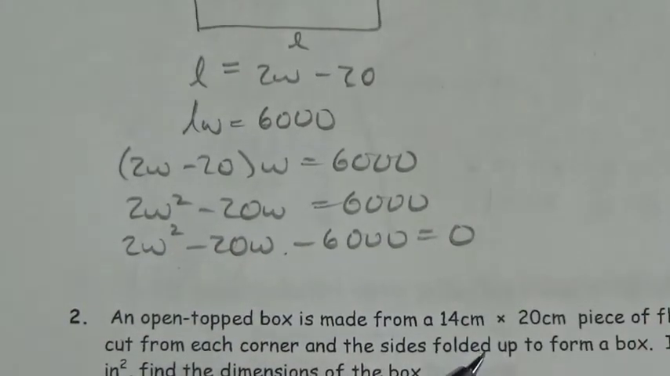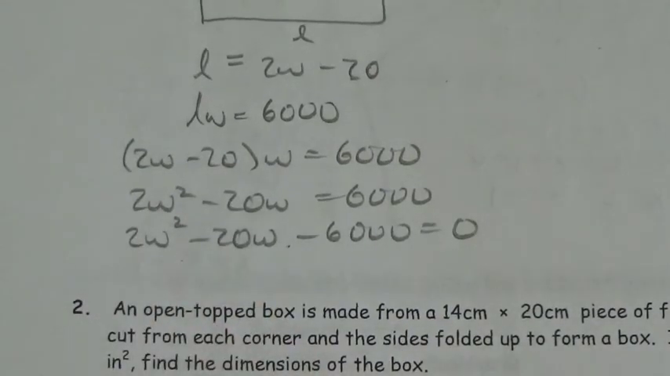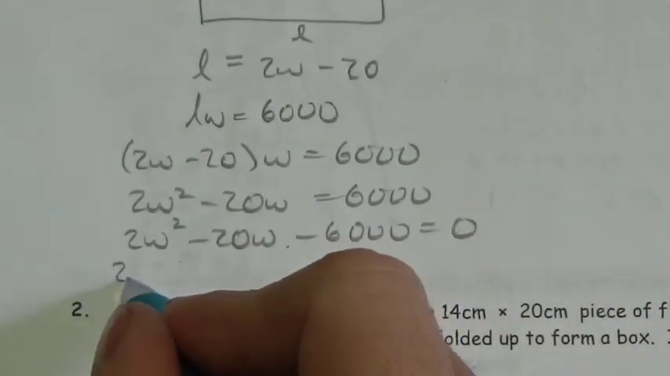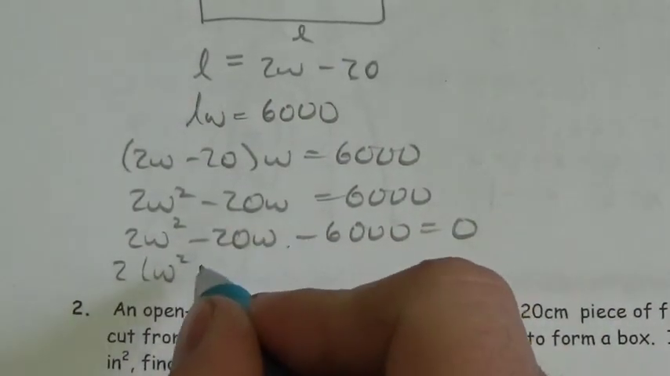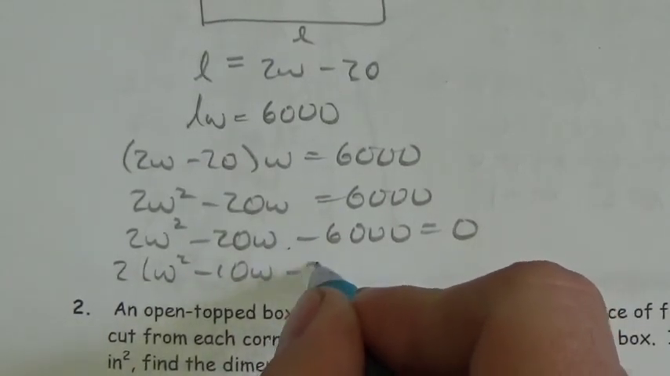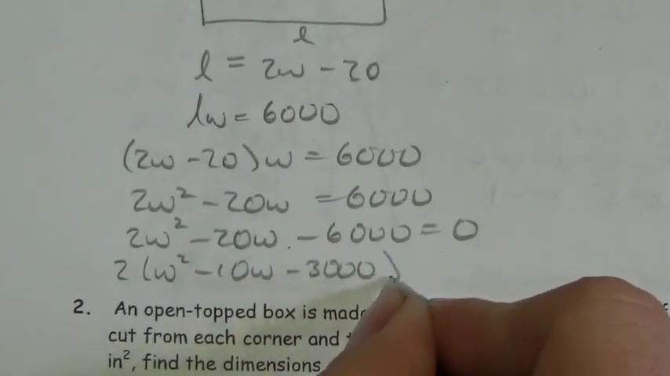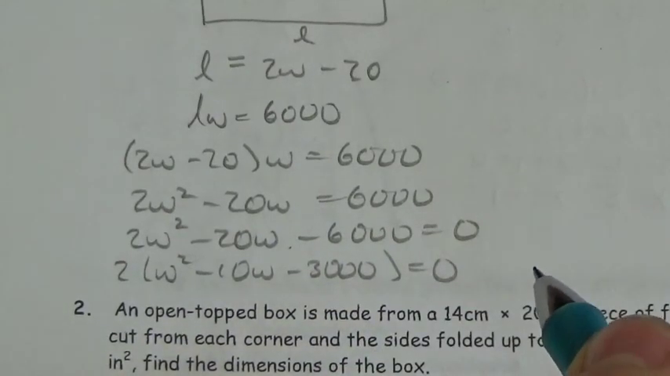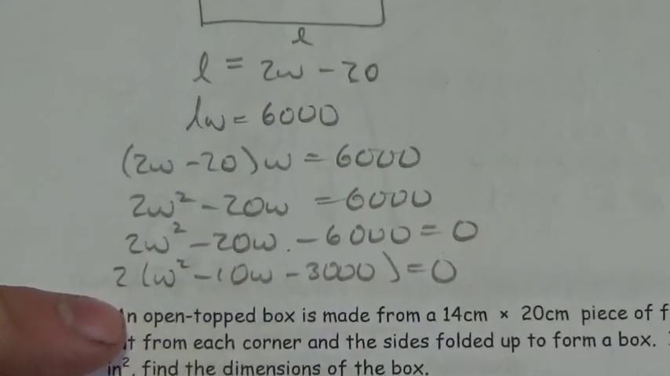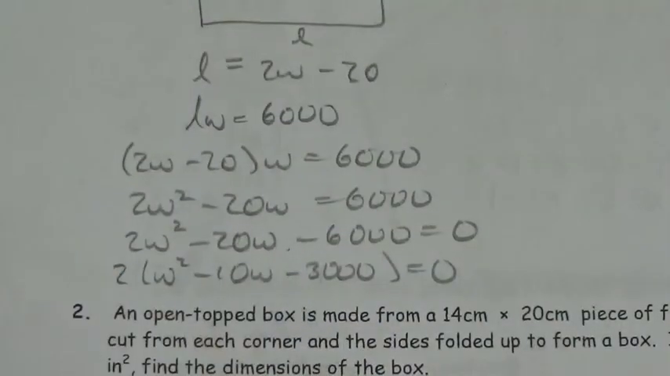So I get this equal to 0. I'm going to try to factor this or complete the square to solve it. Now I am going to try to factor this to start off with. I'll take out the common 2, see what I get. Minus 10w, and that's going to be minus 3,000. It's equal to 0. Okay, so now factors of 3,000 that differ by 10.